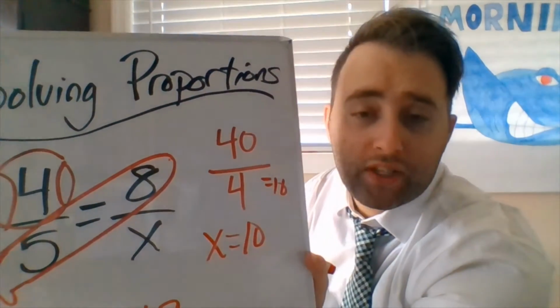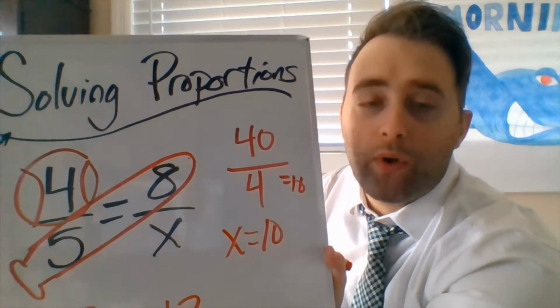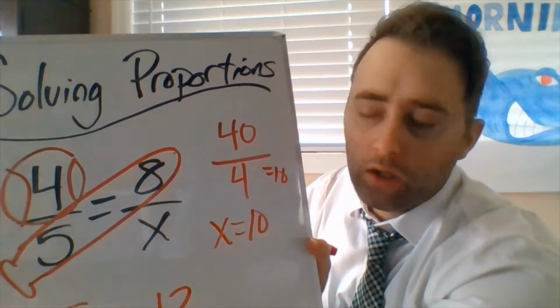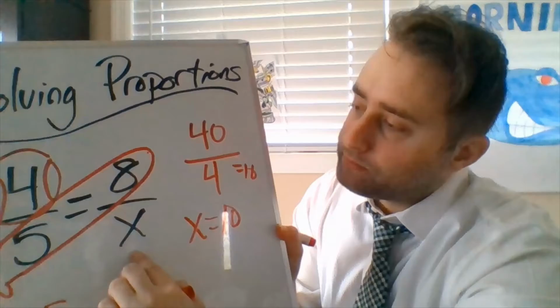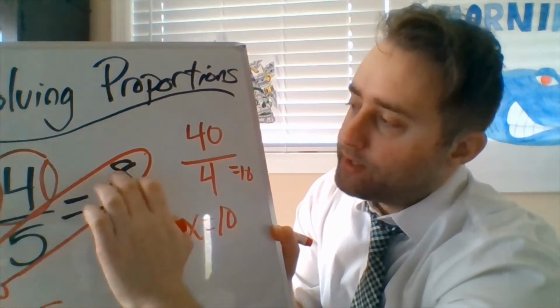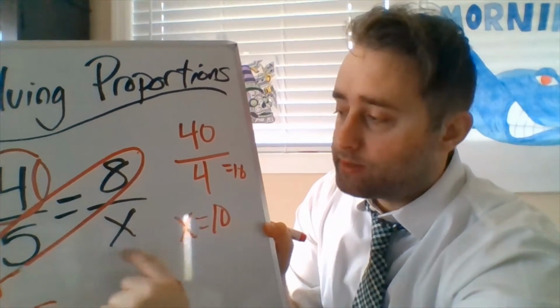X equals 10. Now, this is one of those situations where we can check our work. So what I want you to do is check your work. Let's put 10 here. 4 times 2 is 8. 5 times 2 is 10. Very good.